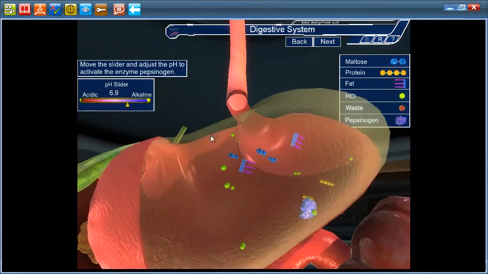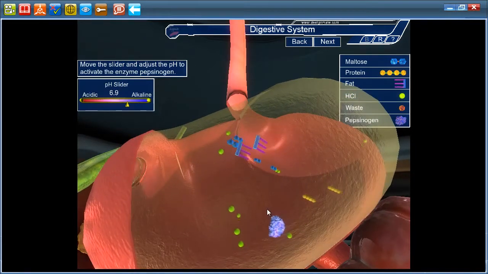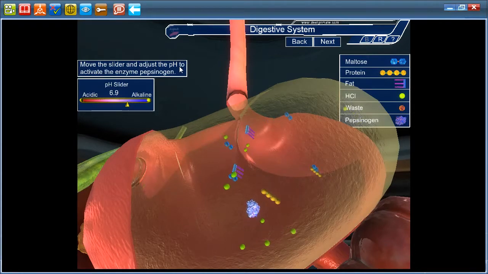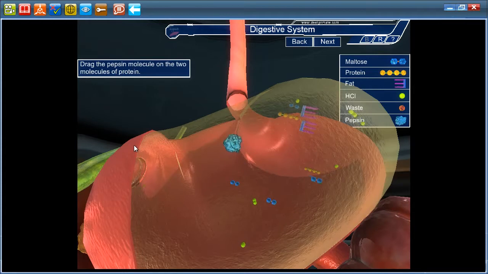As the food comes in the stomach, as we can see here, I have another instruction here. Move the slider and adjust the pH to activate the enzyme pepsinogen. As I can see in the legend, pepsinogen is represented by this blue object, which is here, and as I saw in the video, it works in an acidic environment. So I make the environment in the stomach acidic, and as I make it acidic, the pepsinogen enzyme gets activated.